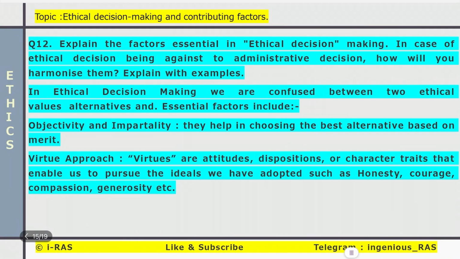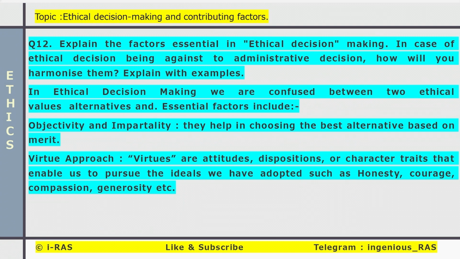Question number 12 says, explain the factors essential in ethical decision making. In case an ethical decision is against an administrative decision, how will you harmonize them? Explain with examples. This is more of a small case study type, where they ask our opinion, where they ask our suggestion.